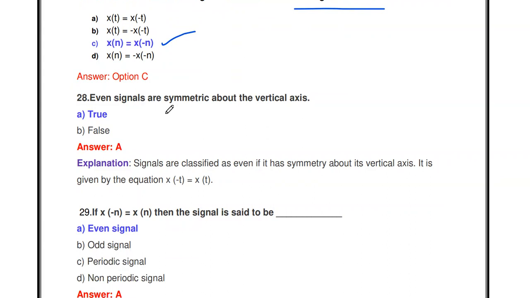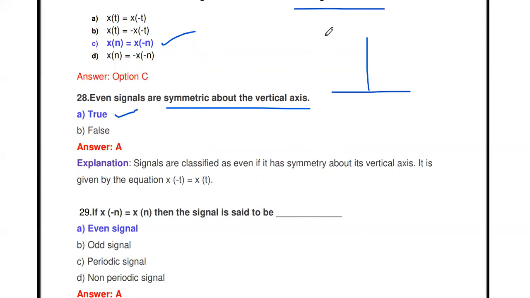Then the next one: even signals are symmetric about the vertical axis. Yes, it's true. Even signal means the original signal and the folded signal, folded about this vertical axis. If you swap the values, it is called x of minus n.